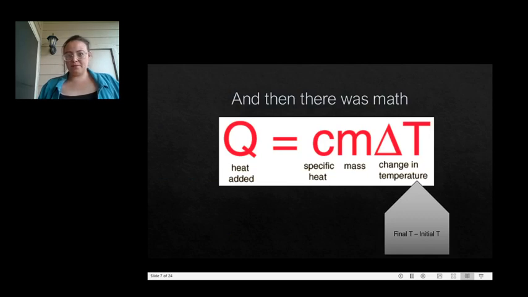And then there's math. So this is the formula that we're going to be using. Q is going to be our heat added, or the heat that's going to be supplied. C is our specific heat value that we've been talking about. Mass, that's how much stuff we have, usually in grams. And our change in temperature, that's going to be our final temperature minus the initial temperature.